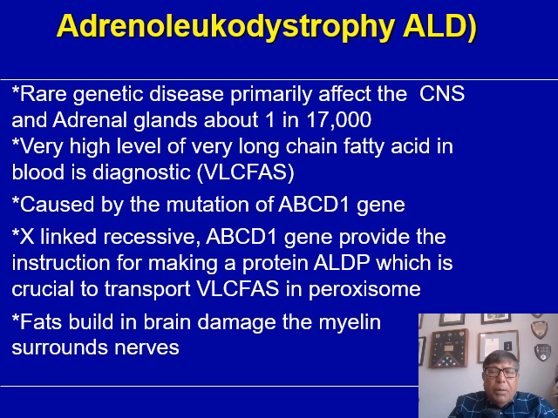Now let me talk a little bit about adrenal leukodystrophy. This is a rare genetic condition. It primarily affects the central nervous system and adrenal gland. The incidence is about 1 in 17,000, but as I was reading, I found some articles which say that it is 1 in 50,000 or 57,000, but I put the 1 in 17,000.